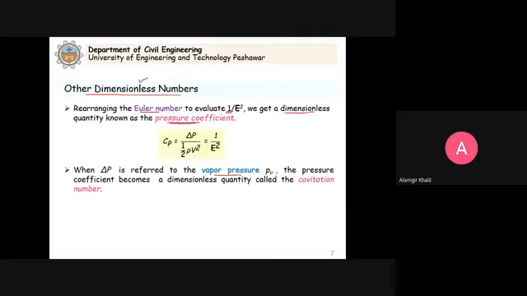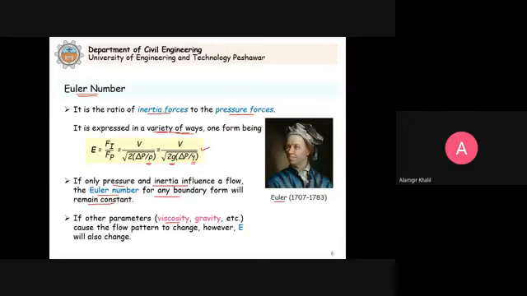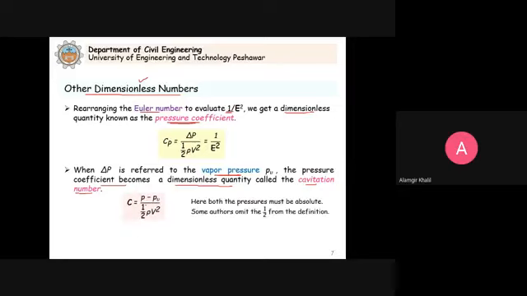Clear? Now in this, if this delta P is referred to the vapor pressure, that's why I say that this can be written in different forms. One form is this one. So now if we refer this delta P to vapor pressure, the pressure coefficient becomes a dimensionless quantity called the cavitation number. Now delta P we write in this form, P minus PV. Here both the pressures must be absolute pressures. Clear? So this is then known as cavitation number, another dimensionless number.